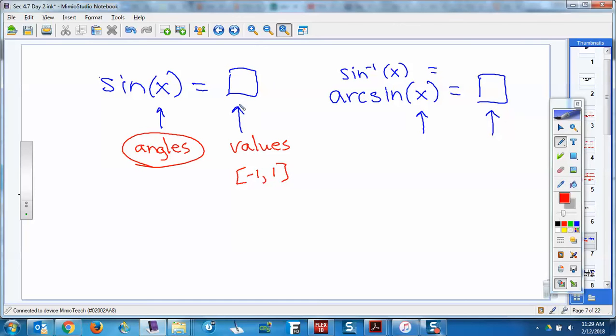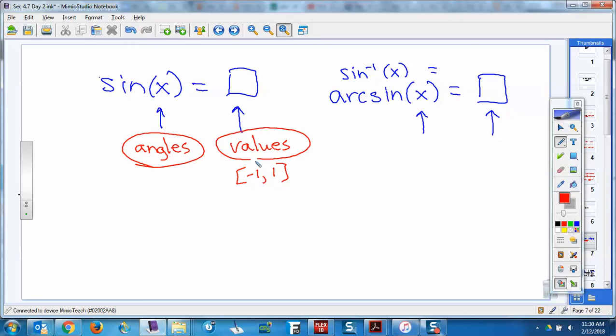What do we get out of the sine function? We get what I call values. Now you might say 30 degrees is a value, pi over 6 is a value. No, those are angles. We're talking about those as angles. What you get out are values from the sine function. You get values from -1 to 1 out.